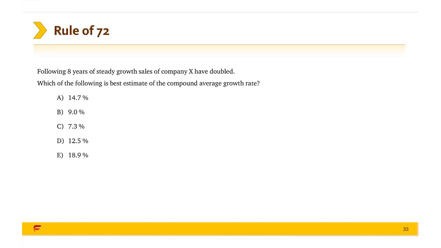Rule of 72. No, that's an easy one. If you know the rule of 72, you can solve this question in 10 seconds. We have 8 years of steady growth and the sales have doubled. So that means (1 plus x percent) to the power 8 equals 2. And that means by rule of 72 that x times 8 is 72. And that means that x is roughly 9%. So the answer is 9%.